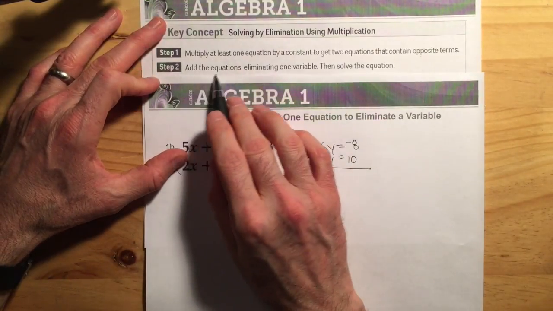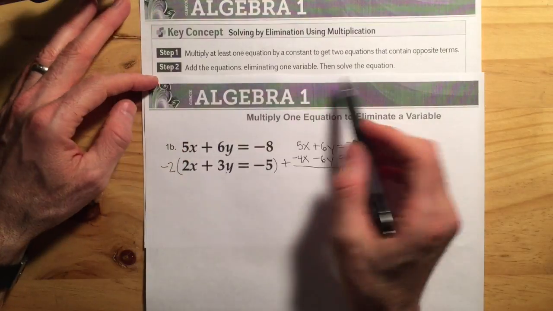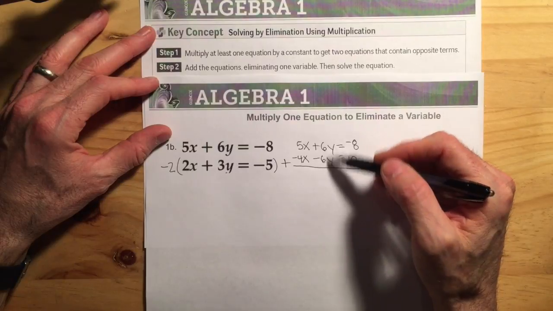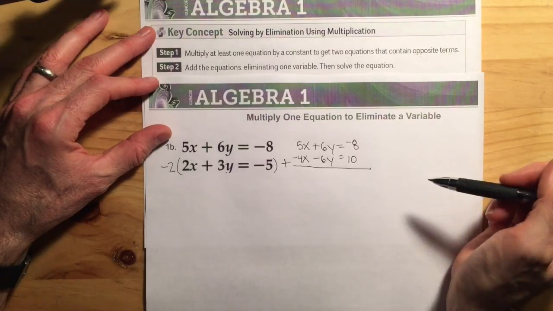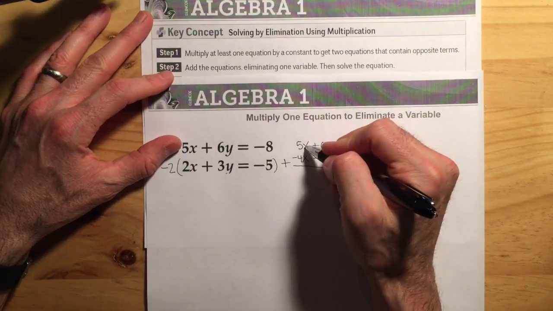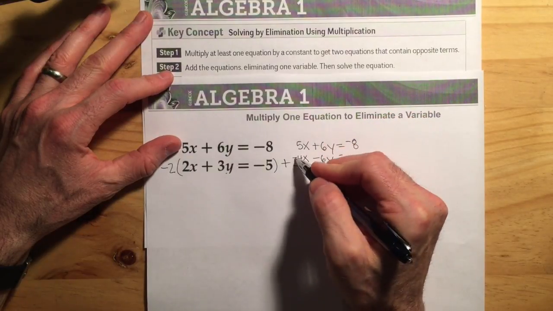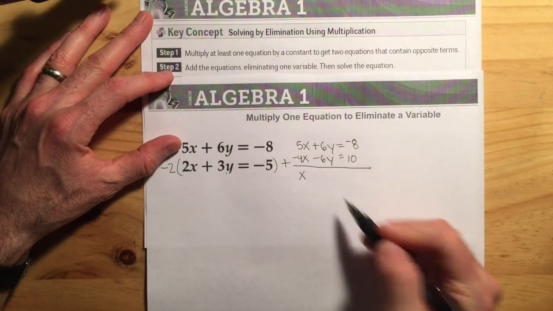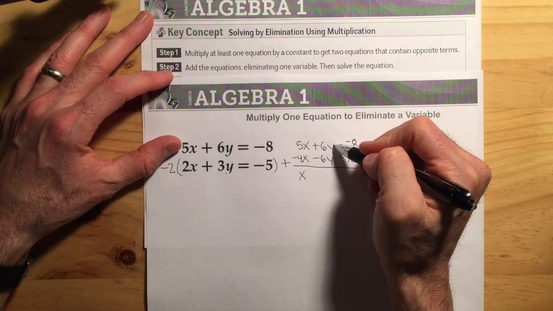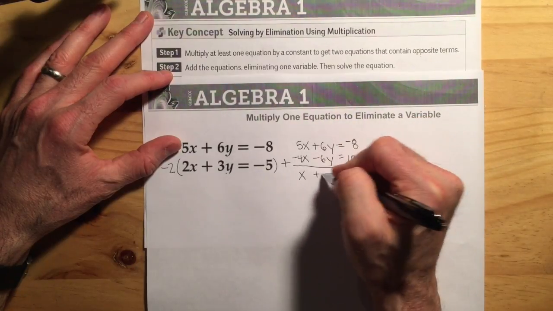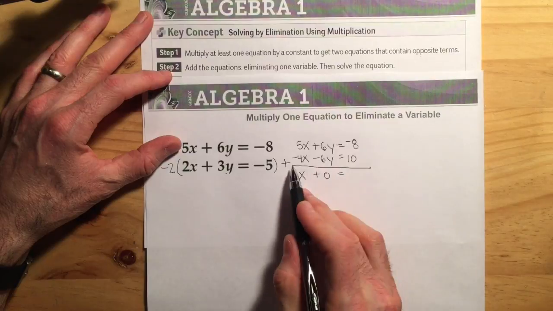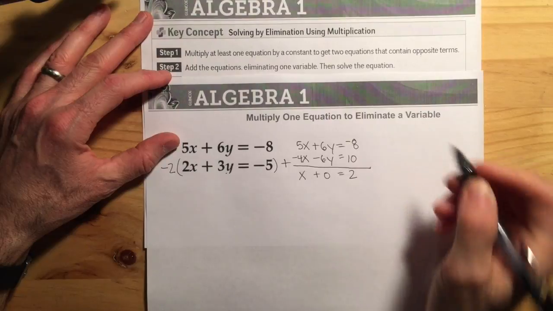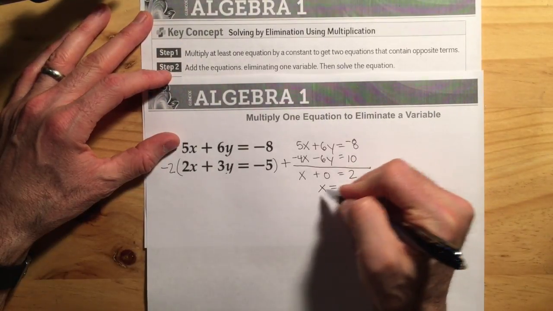All right, that brings me to step 2. Step 2 says add the equations, and by doing so I'm going to eliminate one of the variables, and then I'll solve the equation. Again, these are now opposite terms. If I add, the y is going to be eliminated. So let me go ahead and do that. 5x plus a -4x, that's going to be x. Okay, I like that. No negative terms in front of my variable. 6y plus a -6y, I get 0. And -8 plus a positive 10 gives me what? 2, right? So x will equal 2.